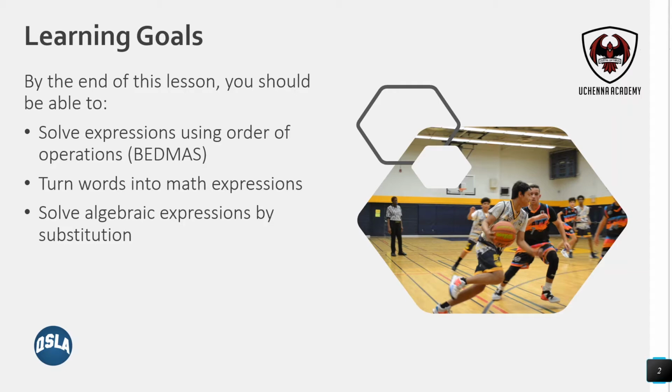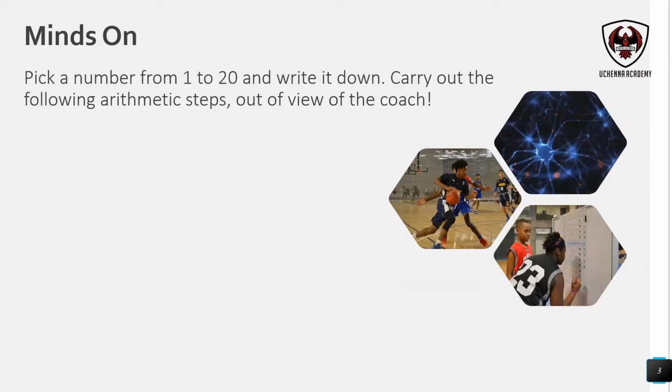Now, before we actually start solving things, we're going to ask you to complete a magic trick, an algebra trick. We're going to ask you to pick a number from 1 to 20 and write it down. Carry out the following arithmetic steps out of the view of the coach. Now, the unfortunate reality is you're watching a video, it's not live, so you will not be able to confirm that we can guess this number that you have picked, but follow through with us.